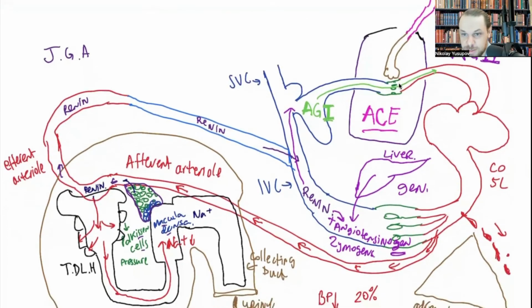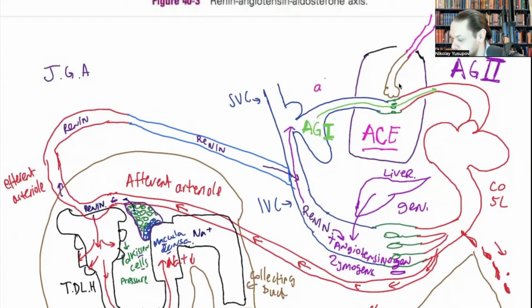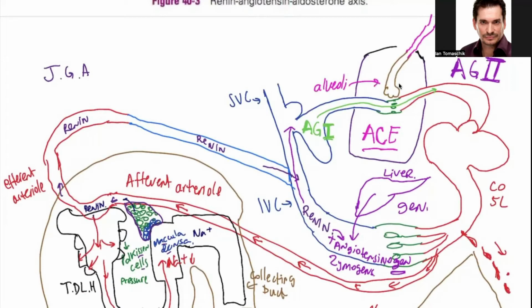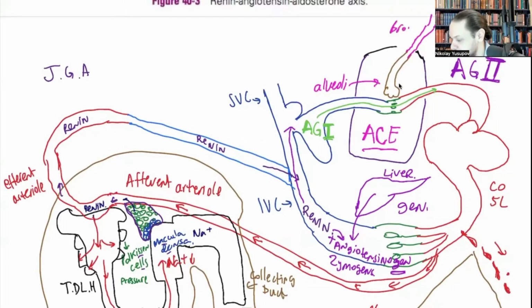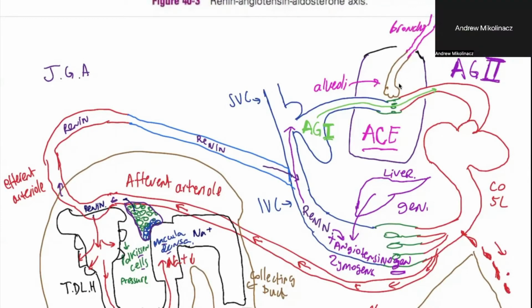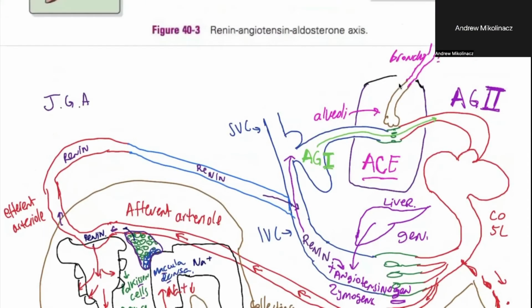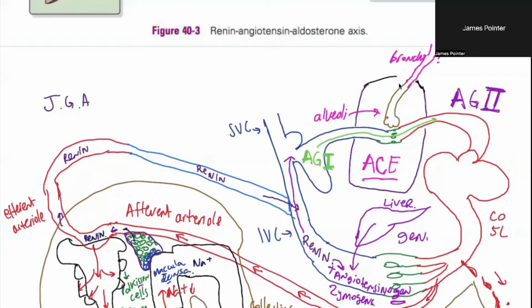You guys can take a guess. Where do you think? We have the alveoli, we have the bronchi, the trachea. Is it in the capillary? Let's say the bronchi. The bronchi, right? Anyone else?